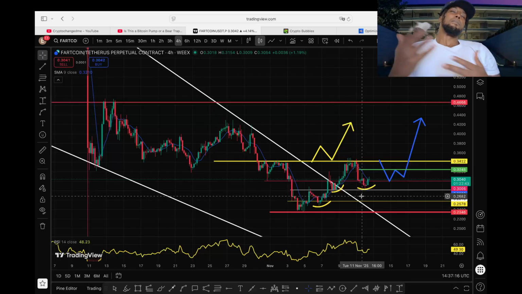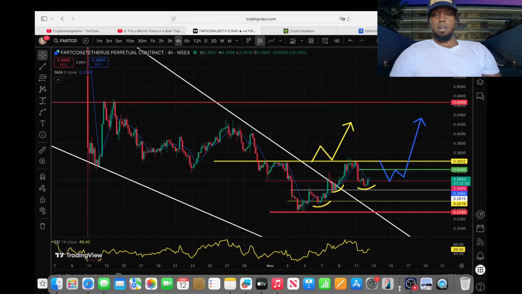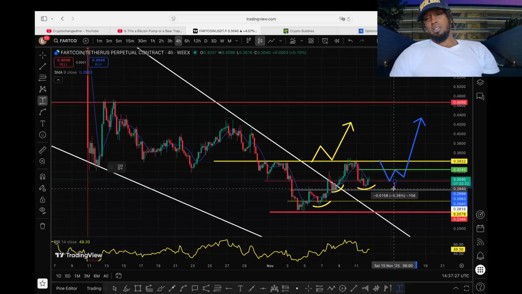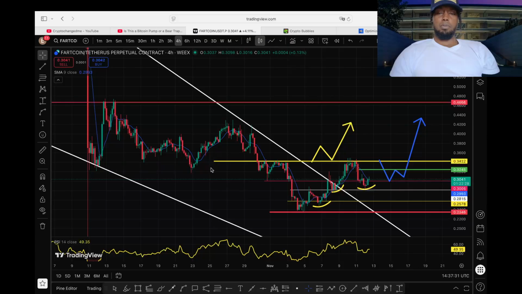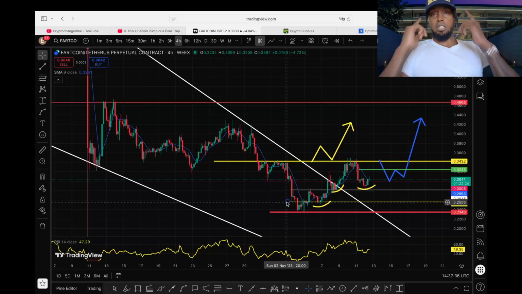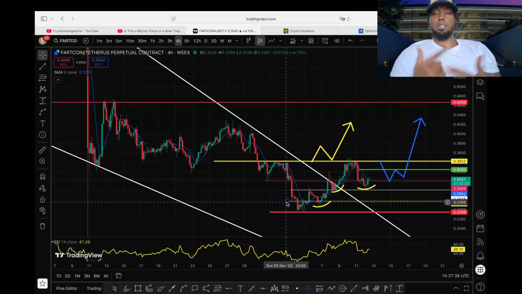So technically speaking, even though I was wrong by, what was I wrong by? Like what percentage? I know this is a small market cap. I swear that was 5%. Oh, it's a small market cap, isn't it? Even though I was wrong by 5%, it doesn't matter because my thinking process is still on point because I'm still expecting a higher low for me to enter.